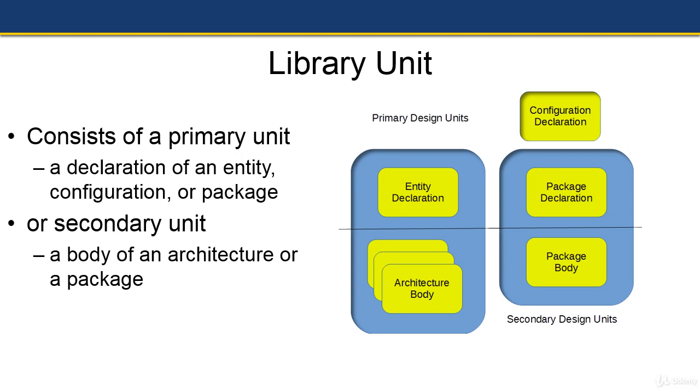The context clause of a primary unit applies to all of the primary unit's corresponding secondary units. Architectures and package bodies are the secondary units. Subprograms are not library units and must be inside entities, architectures, or packages. The analysis, or compilation, of a design unit results in a library unit in some design library. Predefined libraries typically include, but are not limited to, std, IEEE, and work. Work, as we said before, is the default user library.